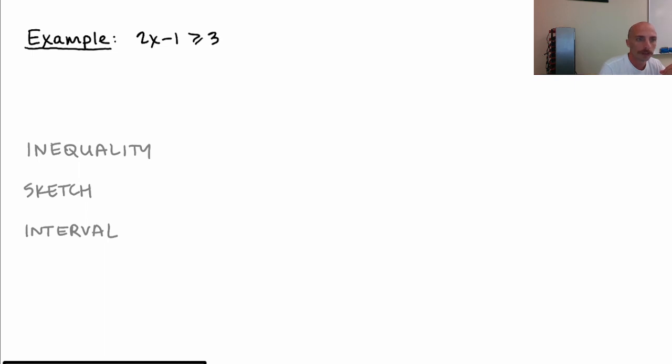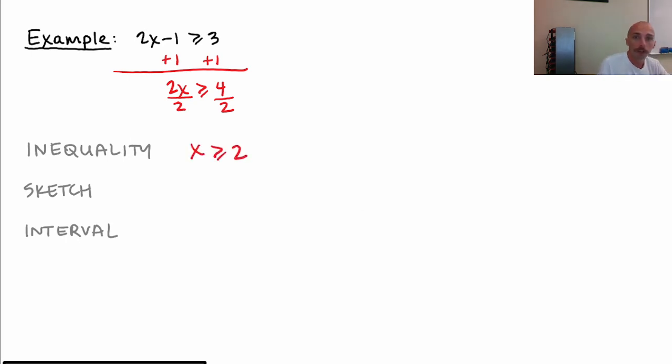All right, so here we have 2x minus 1 is greater than or equal to, that's that extra line on the bottom, means it allows for the possibility of equality. So we're going to add 1 to both sides, just like if it was an equation. I feel like this is one that we also solved when it was an equation, so it should be pretty familiar. Yeah, 2x is greater than or equal to 4. I'm going to divide both sides by 2, and my inequality will be x is greater than or equal to 2.